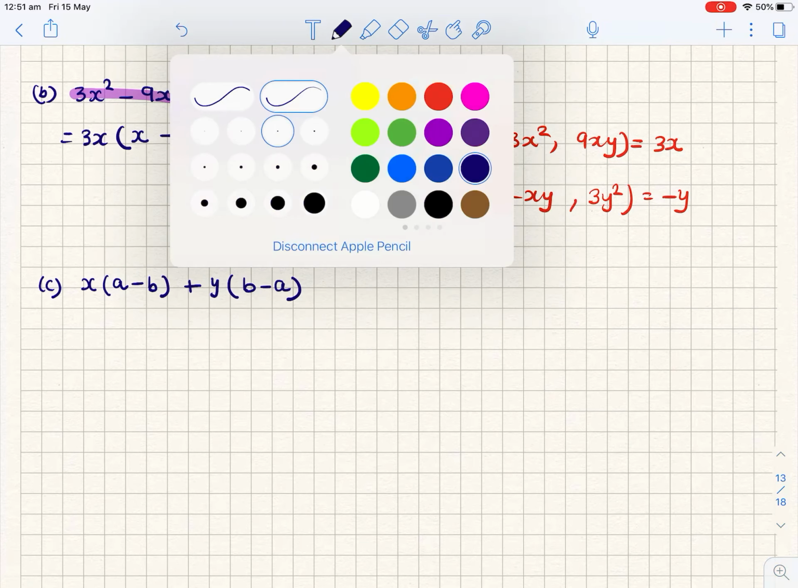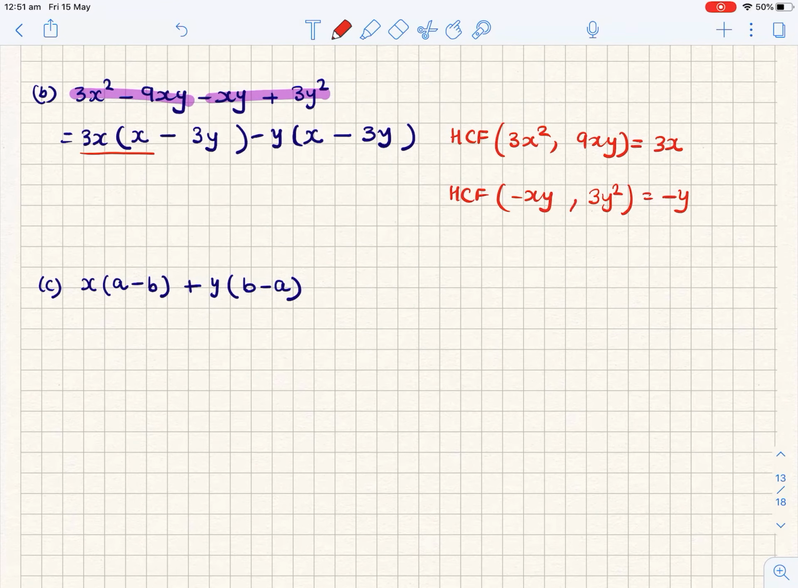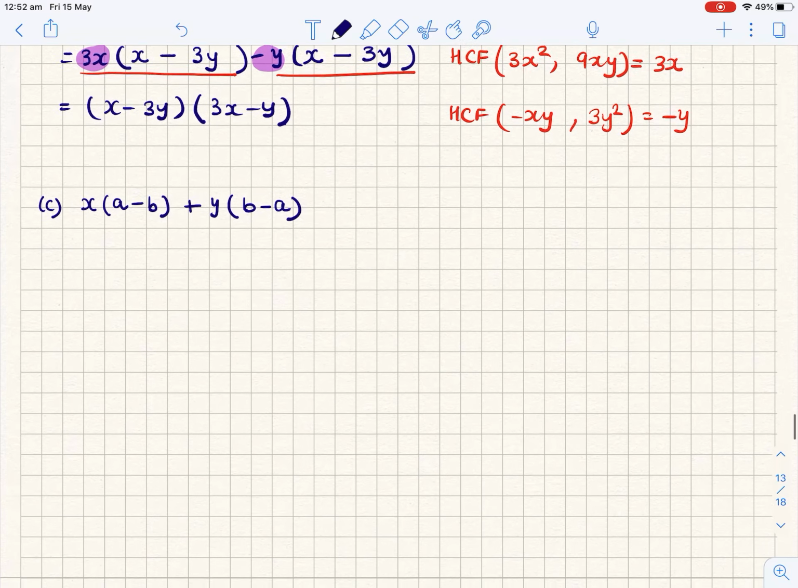Now again, look at two terms, term 1, term 2, separated by negative sign in between. The common factor is x minus 3y. Now we are left with 3x and minus y. Now nothing more common, so that's our final answer.